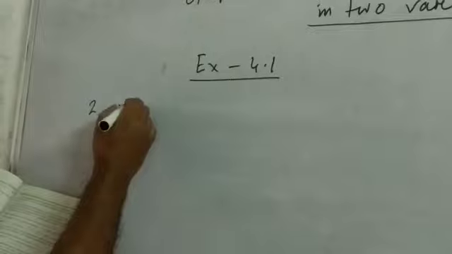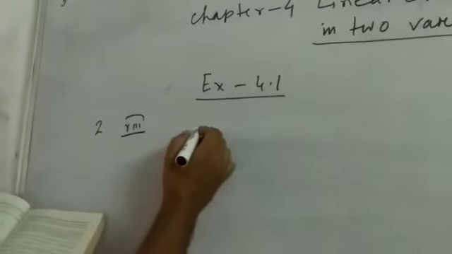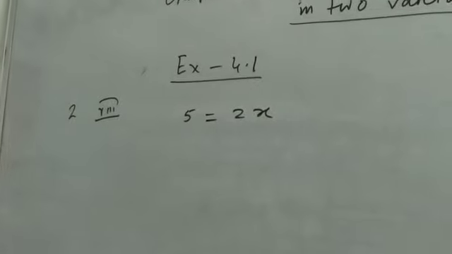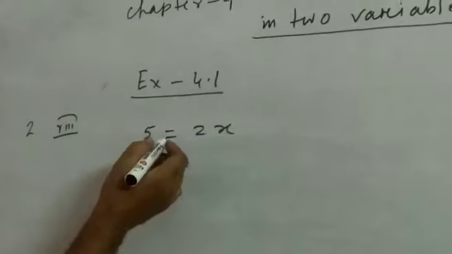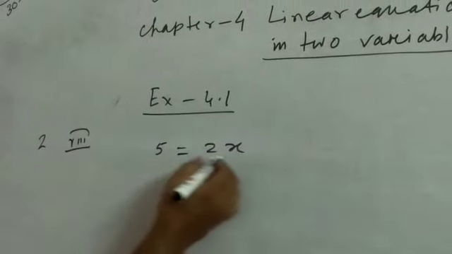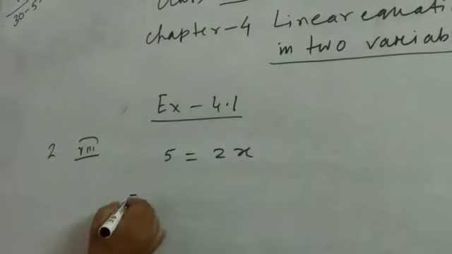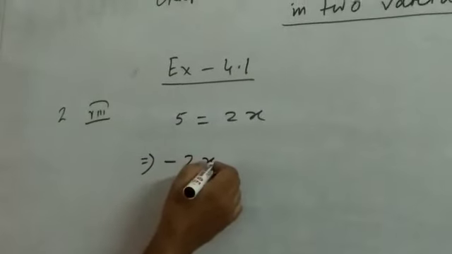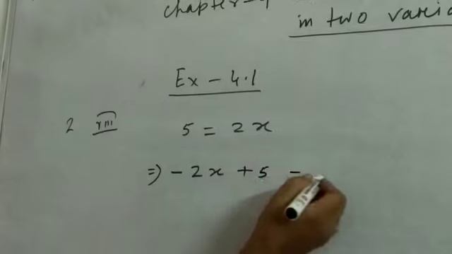Number 8. Here given that 5 is equal to 2x. 5 equal to 2x. So here you see one term, the y term, is missing. The y term is not there. So when we express it, 2x transferred to this side, minus 2x plus 5 is equal to 0.